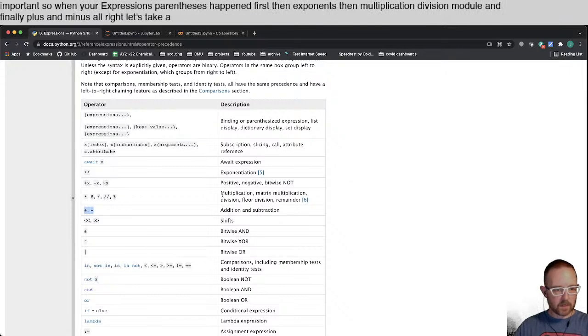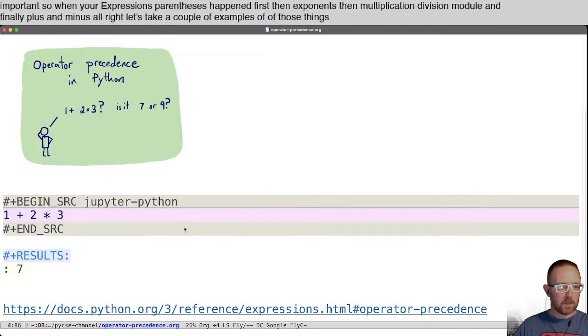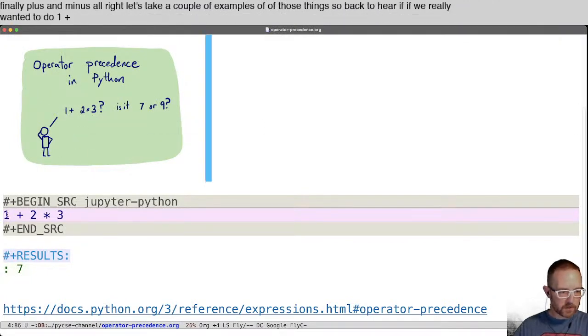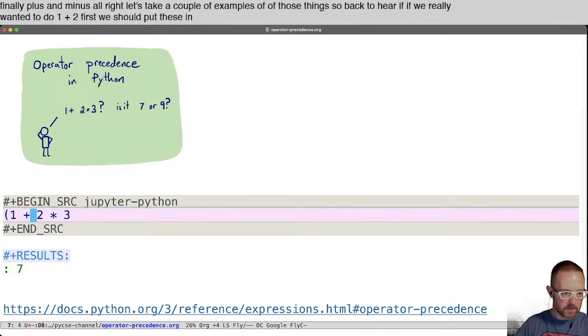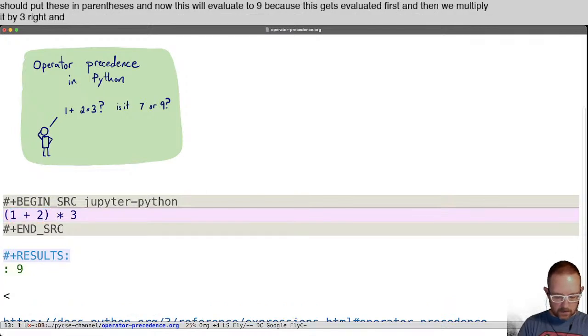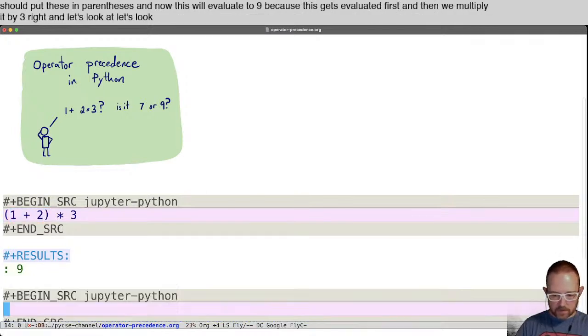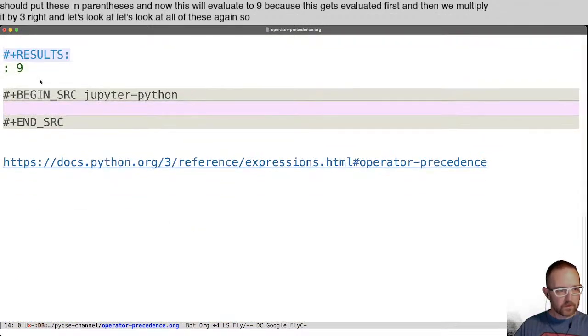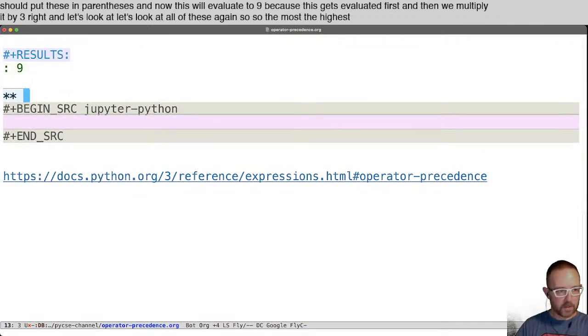All right, let's take a couple of examples of those things. Back to here, if we really wanted to do 1 plus 2 first, we should put these in parentheses. Now this will evaluate to 9 because this gets evaluated first, and then we multiply it by 3. All right, and let's look at all of these again. The highest priority is exponentiation.